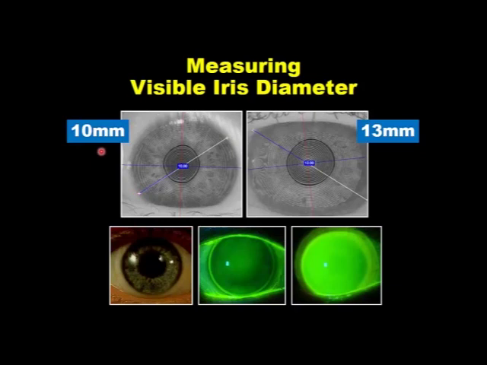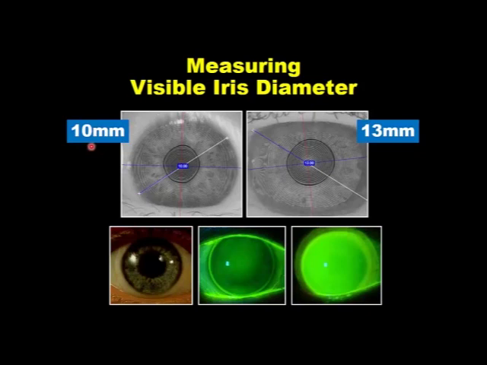And would your approach to the 10 millimeter cornea be the same as your approach to the 13 millimeter cornea? Would you be using a 14 millimeter lens on a 13 millimeter visible iris? Would you be using a 14.5 on a 10 millimeter visible iris?